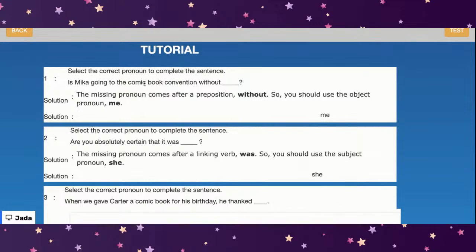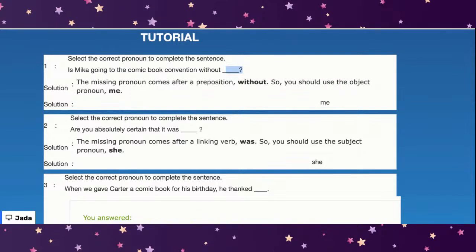Let's see some sentences. Is Mika going to the comic book convention without dash? You have to complete the sentence and put the correct pronoun here. Is it without me? You should use the object pronoun me, since it comes after the preposition without. Select the pronoun to complete the sentence.